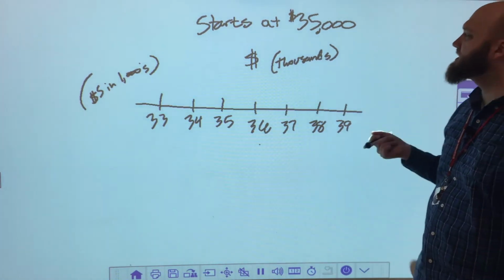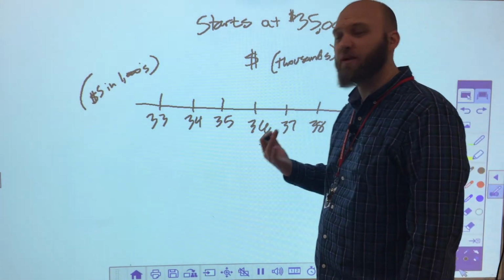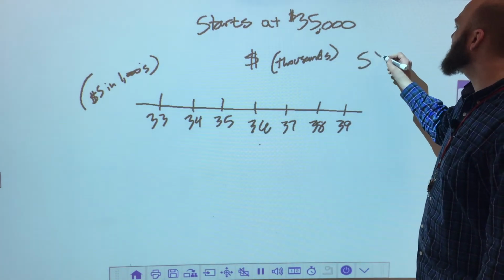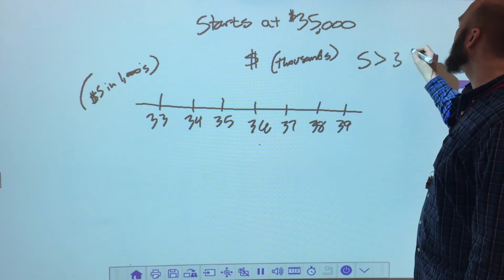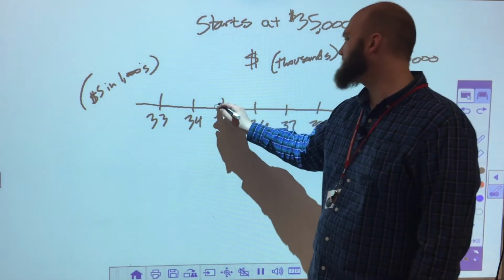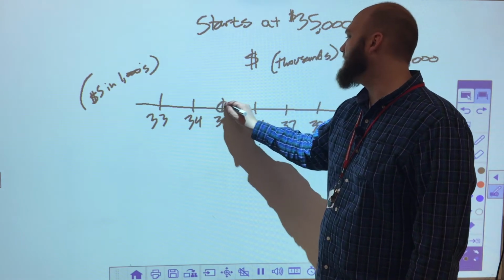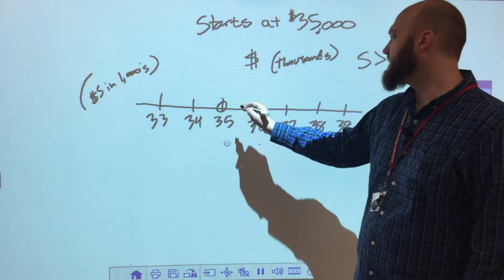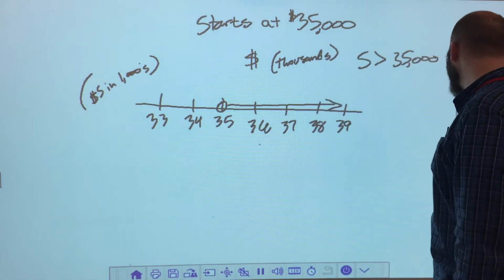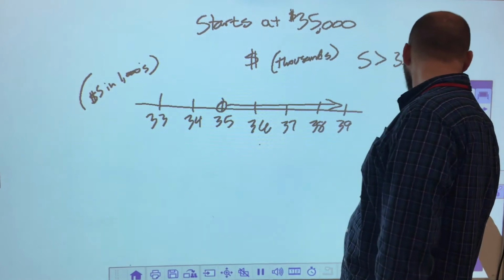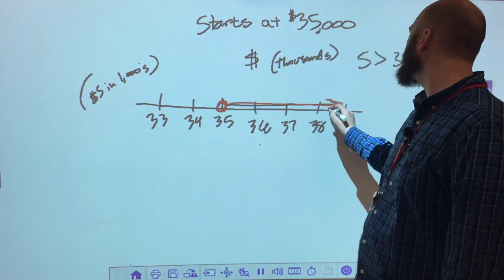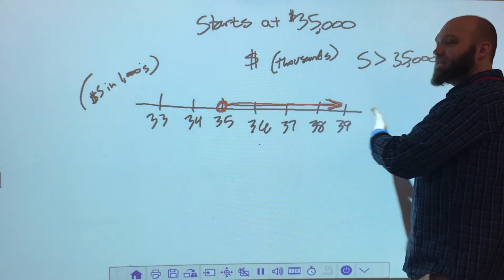So I asked myself, it starts at $35,000. So where are we discussing? I need something that the salary is going to be bigger than $35,000. So I start with $35,000, and I make myself a circle. That's my starting point. And my arrow goes this way. Let's go red. Circle goes this way. That means the salary can be anything up here, right?